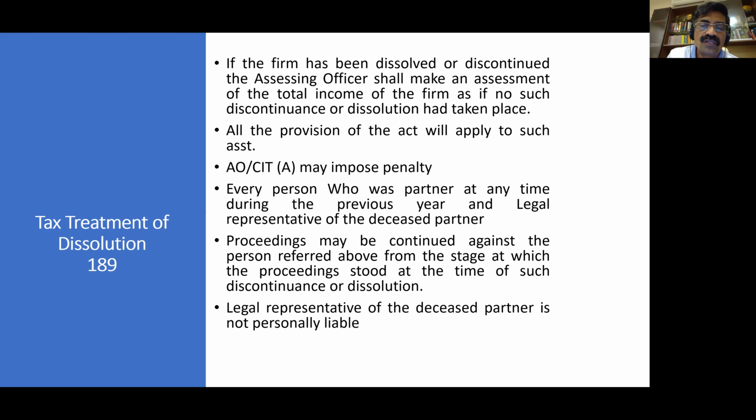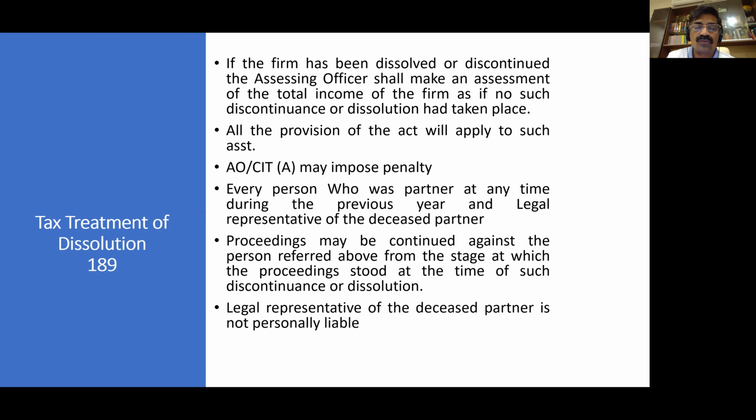அதனால தான் செக்ஷன் சொல்றோம். If the firm has been dissolved or discontinued, AO shall make an assessment of the total income of the firm as if no such discontinuance or dissolution had taken place. That means the firm will be deemed to be in existence for the purpose of assessment. All the provisions of the act shall apply for such assessment. All provisions, 143, 147, all sections apply.